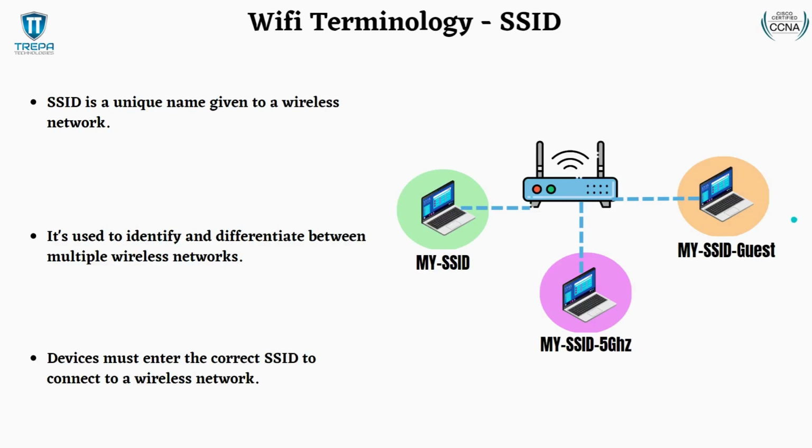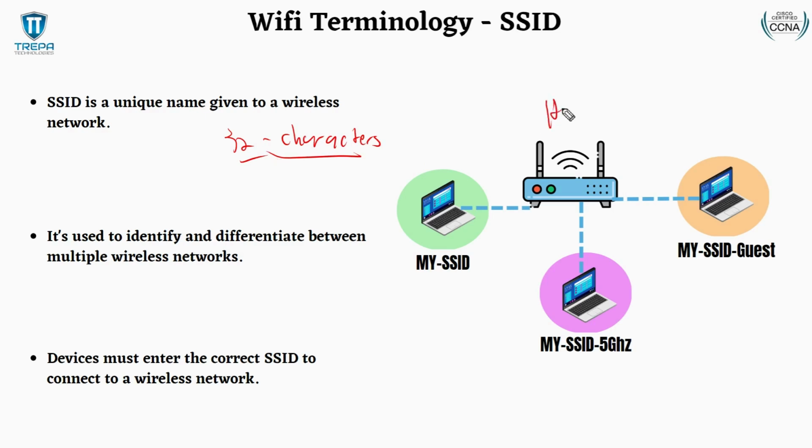Okay, then SSID. Another important Wi-Fi term that is probably one of the most common ones. People on the street know what an SSID is for the most part. It's the unique name given to a wireless network. There are some parameters I want to talk about. It is 32 characters in length. If we're talking Cisco, that's what Cisco puts out. And it's used to identify and differentiate between multiple wireless networks.